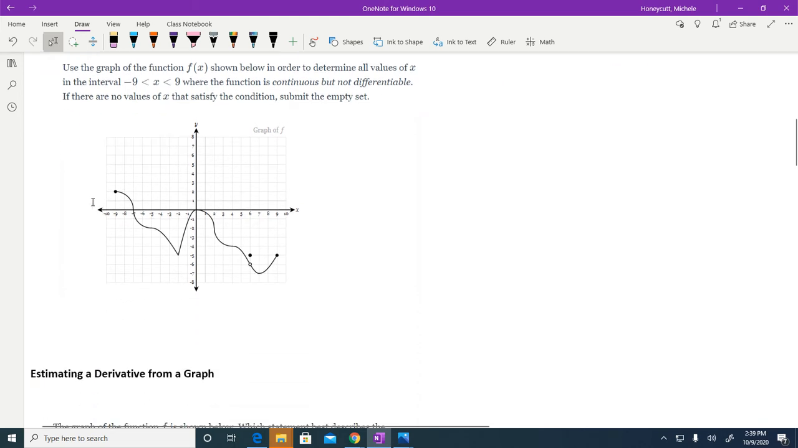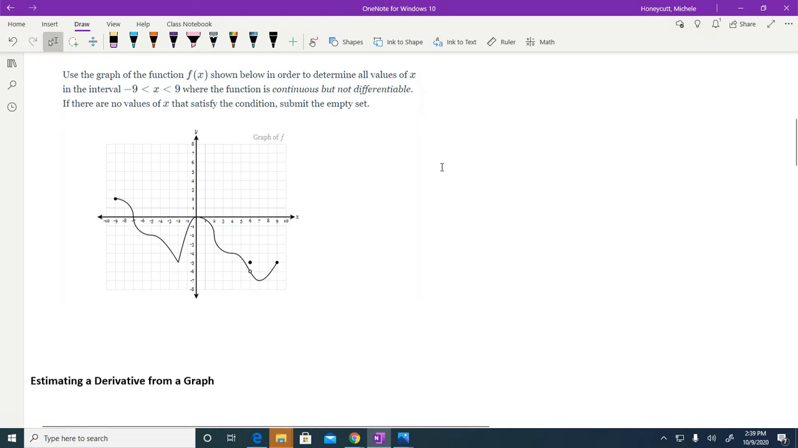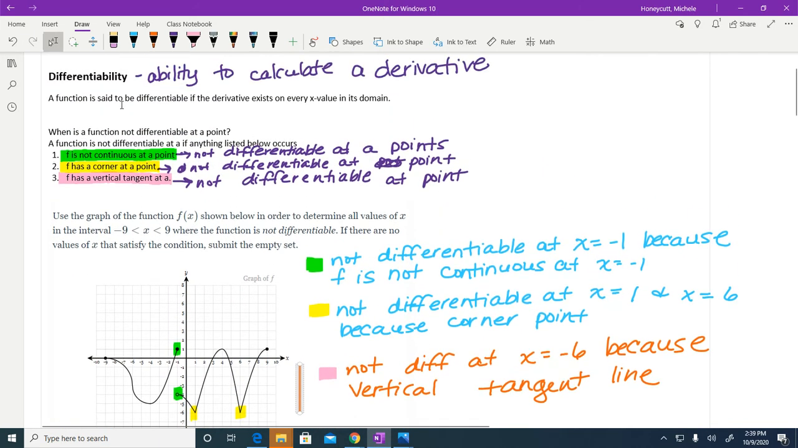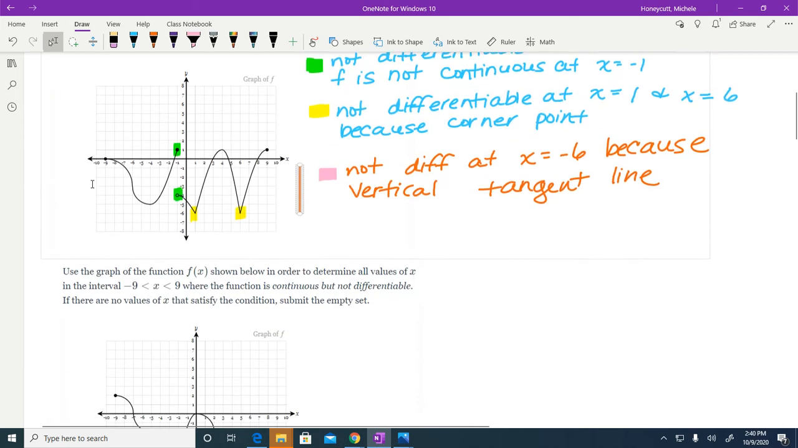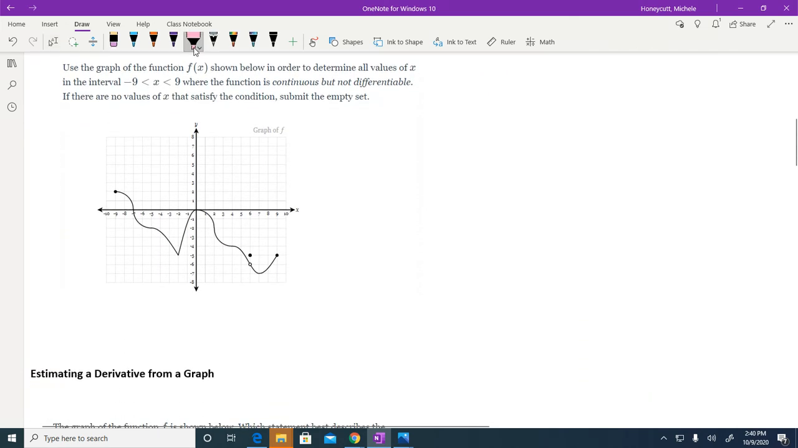Okay. Then you'll be asked to use a graph to determine all the values of x in the open interval from -9 to 9 for which the function is continuous but not differentiable. So I look at these three things. So I know a function not being continuous will make it not differentiable, but I'm looking at a place where the function is continuous but also not differentiable. So that means I'm going to be looking for the places that have the corner point or a vertical tangent line. So let's look for the corner point first.